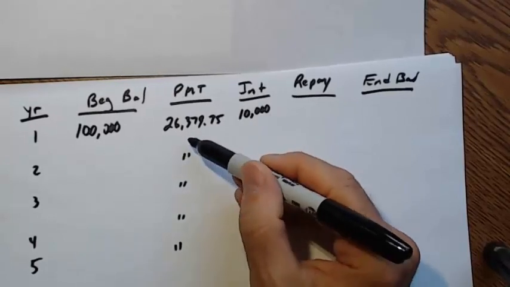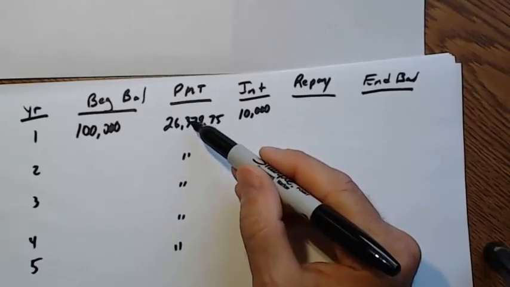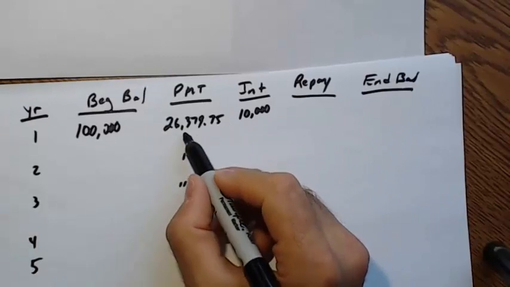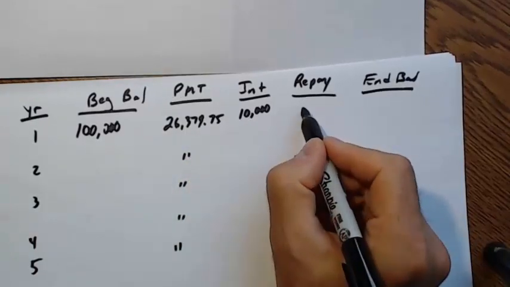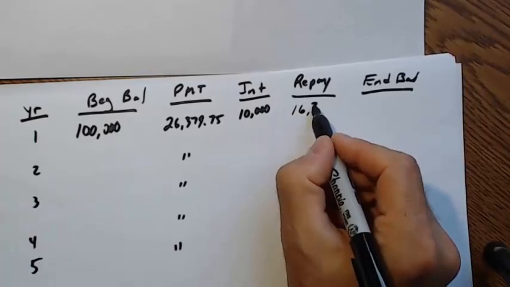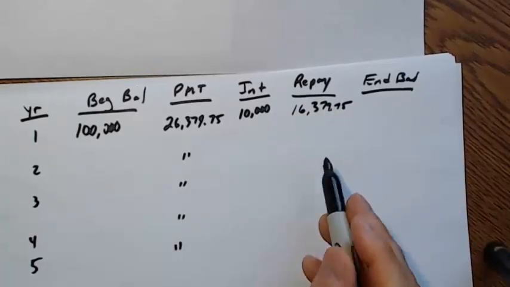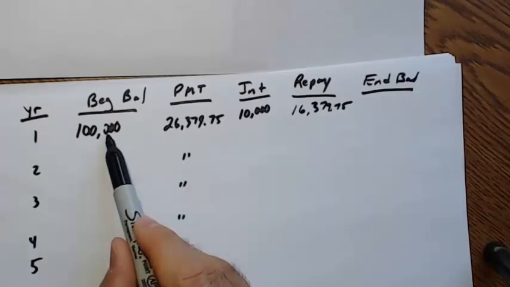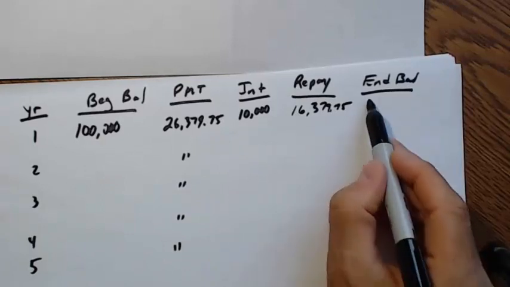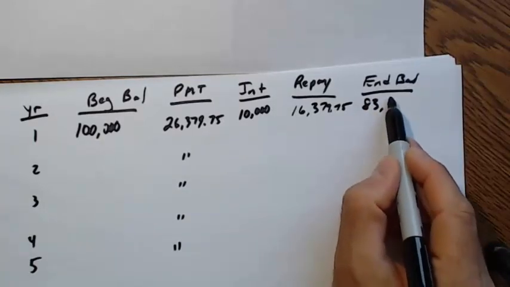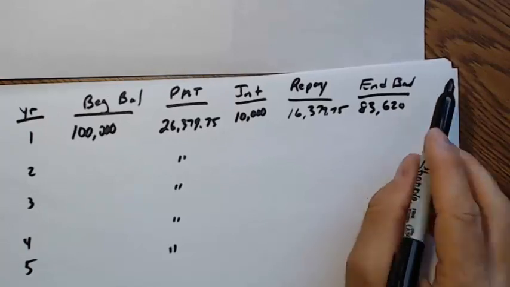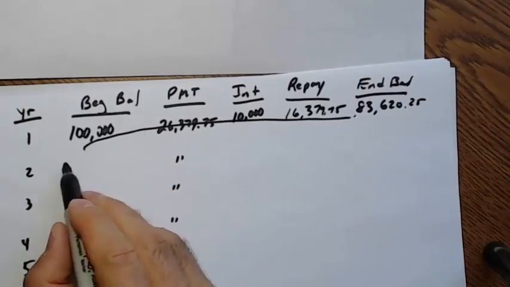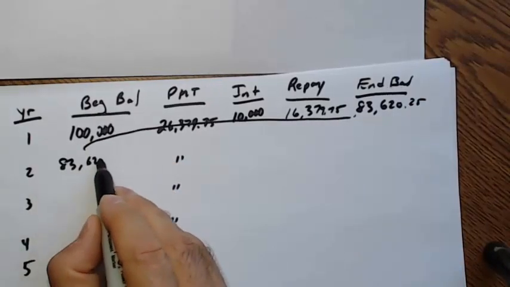So the principal payments will be pretty big on a 5-year mortgage. On a 30-year, the principal payments will be small. So how much are you paying back in principal? The difference. If your payment is $26,000 and you paid $10,000 in interest, that means $16,379.75 has to have gone to pay back principal. So your ending balance is now this $100,000 minus the 16. Your ending balance is $83,620.25. Carry that right up over to $83,620.25.